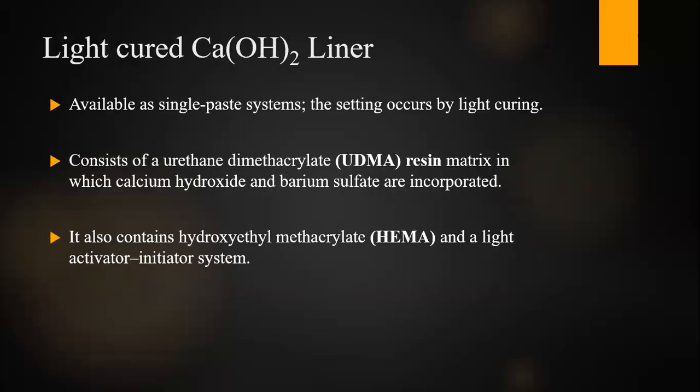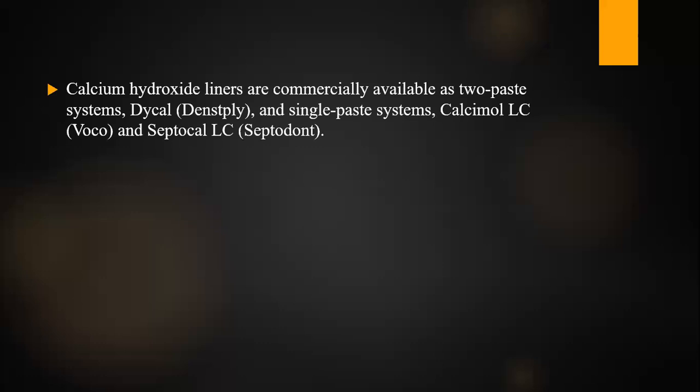Then light cured calcium hydroxide liners. They are available as single phase systems and the setting occurs by light curing. It consists of a urethane dimethacrylate resin matrix in which calcium hydroxide and barium sulfate are incorporated. It also contains hydroxyethyl methacrylate and a light activator initiator system. Then calcium hydroxide liners are commercially available as two-phase systems, that is Dycal, and single-phase systems, Calcimol LC and Septocal LC.